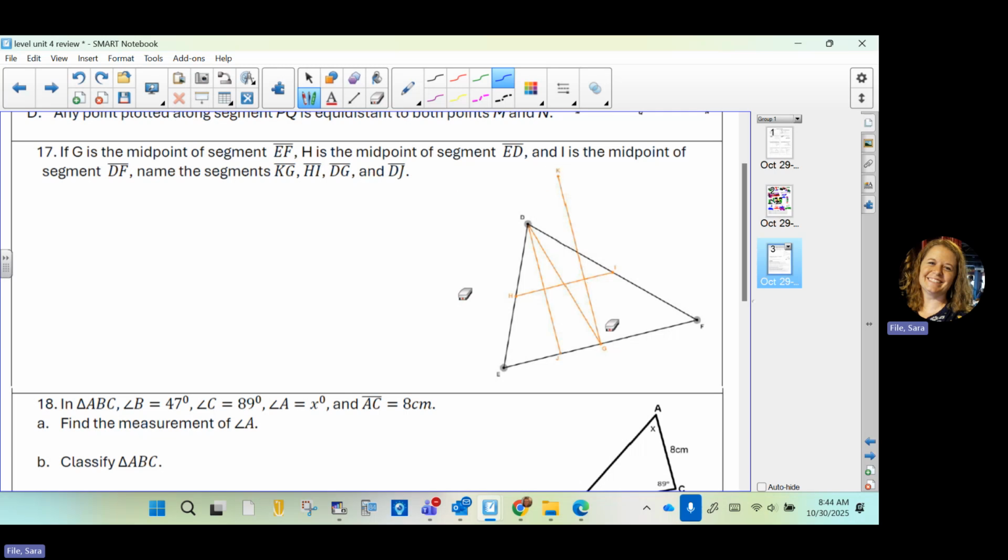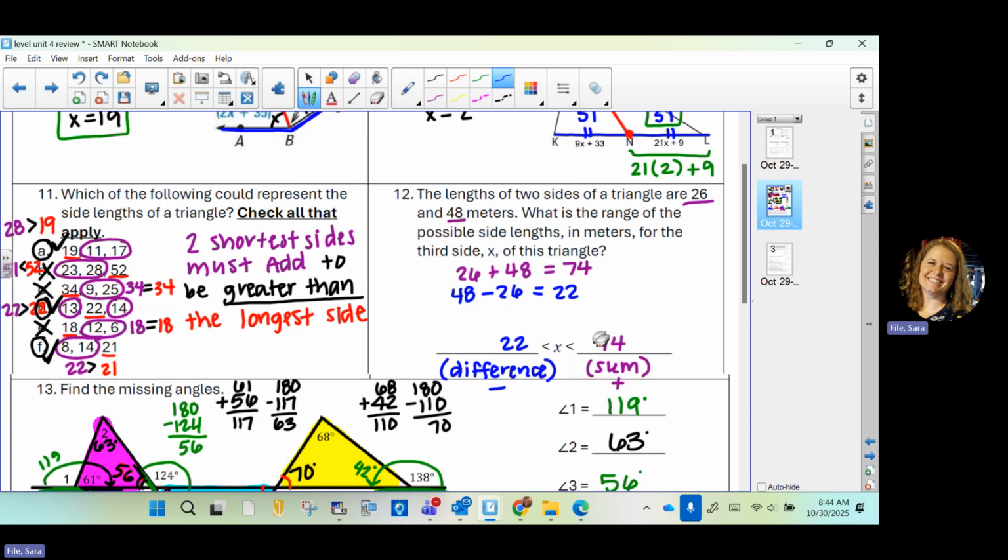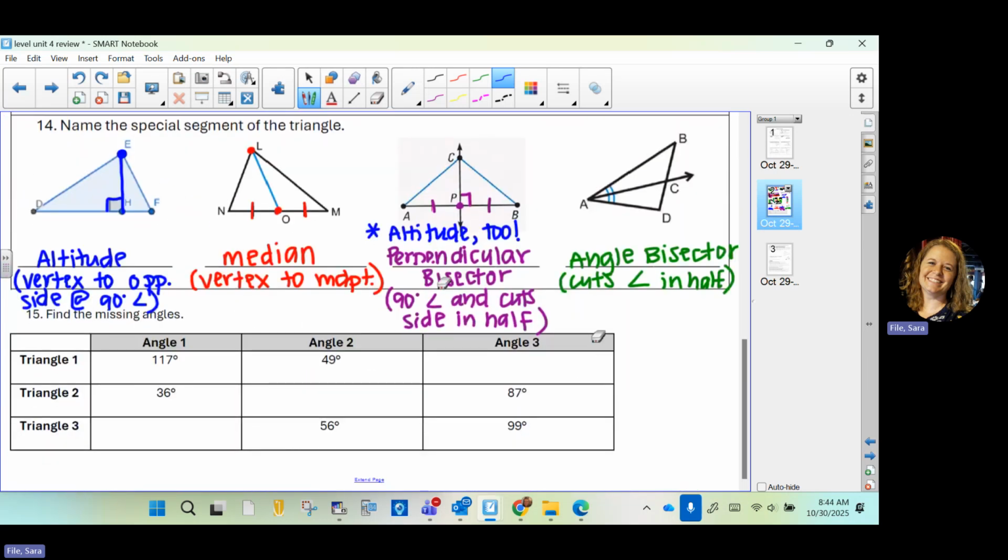But this is going to be a perpendicular bisector, because it's going to cut this side in half and make a 90-degree angle, but it is not going through a vertex, so it's not an altitude. So sometimes your perpendicular bisector is also your altitude, but not always. So you just got to make sure if it is going from a vertex to the opposite side at 90 degrees, it is an altitude. But an altitude does not bisect the other side necessarily, okay?